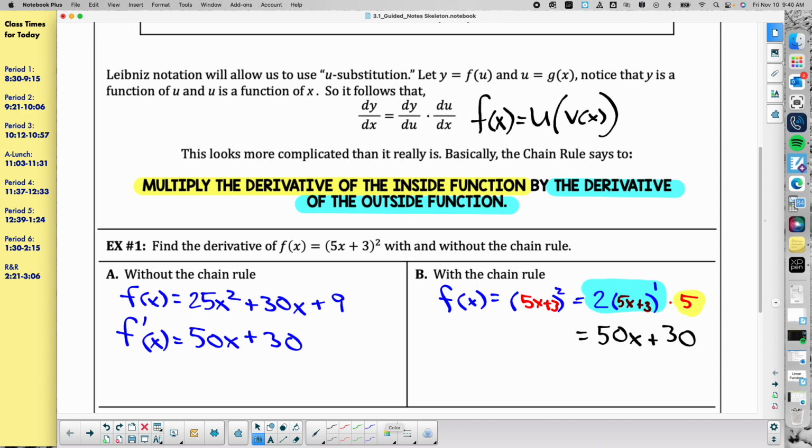U of v of x. So v of x would be considered the inside function. U is the outside because it's basically literally outside of it. The derivative of f would be the derivative of the outside, u prime, with the same inner portion, times the derivative of the inside.